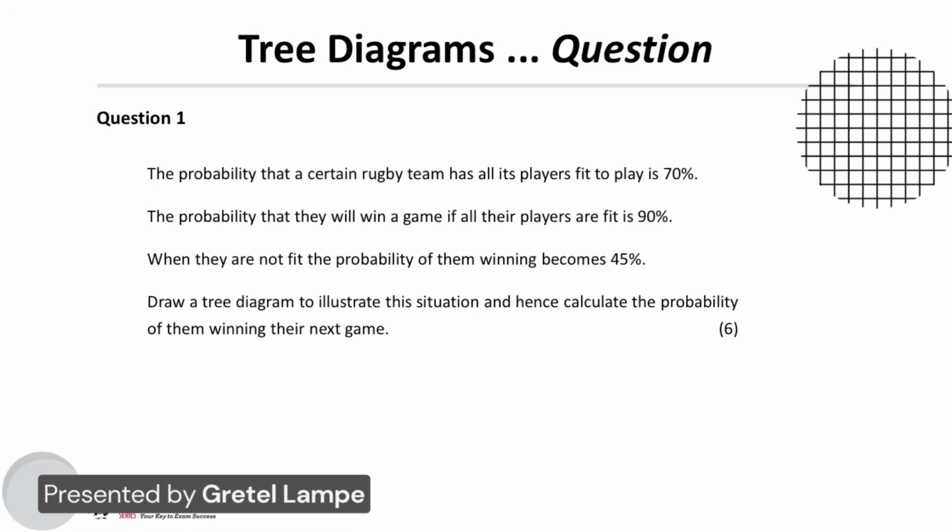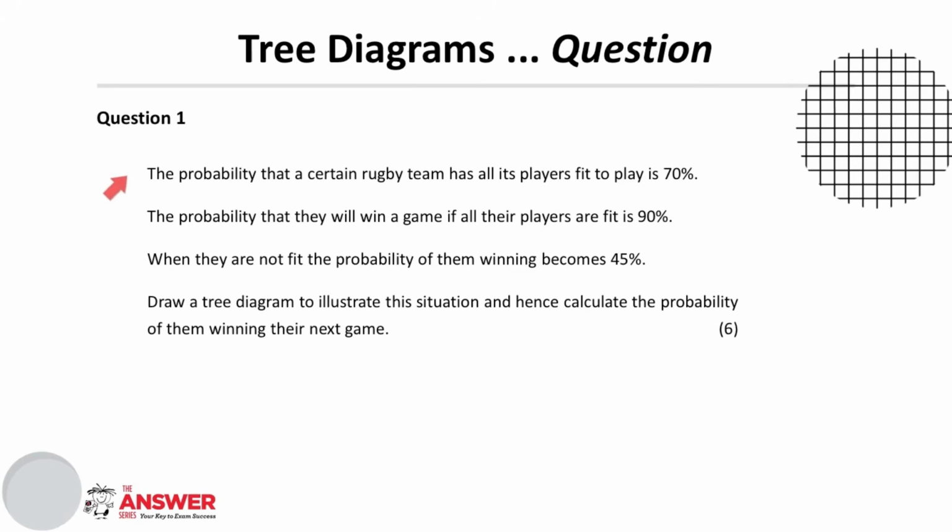Question 1 is about the probabilities of a team winning when considering the fitness of its players. And we are asked to draw a tree diagram to illustrate the situation and hence calculate the probability of them winning their next game. Pause the video here to have a read through and then give it a try.